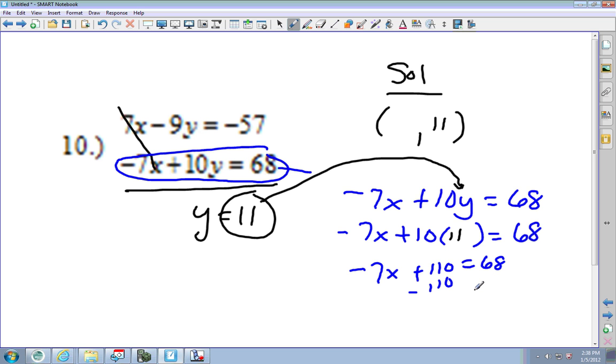I'm going to subtract 110 from each side. Negative 7x equals, you take 68 minus 110, you get negative 42. Divide by negative 7. X equals 6. Right here. There's my solution.